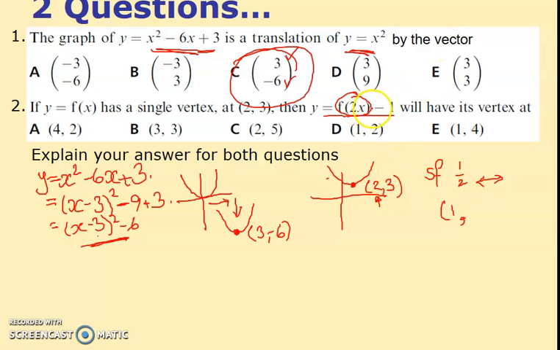Now it says then f of 2x minus 1. Well, what will that do? Well, that will just move it down 1. It's a translation. So one's a stretch, one's a translation. So it presently is at (2, 3). I reckon it's (1, 2). I reckon it's D. Let's see what the answers say. C and D. Good. So we got them right.